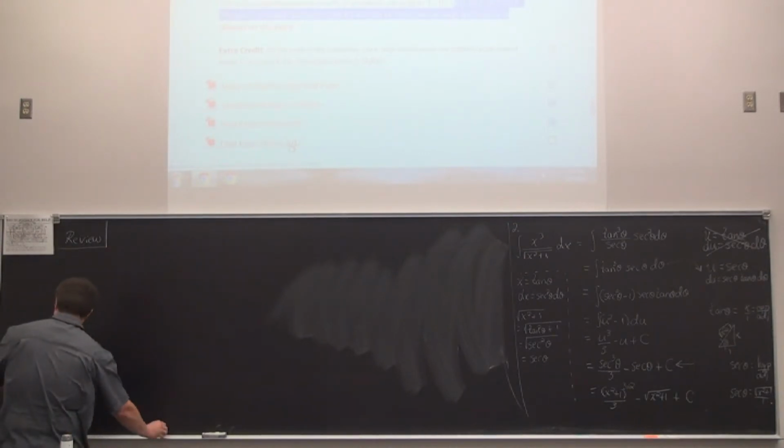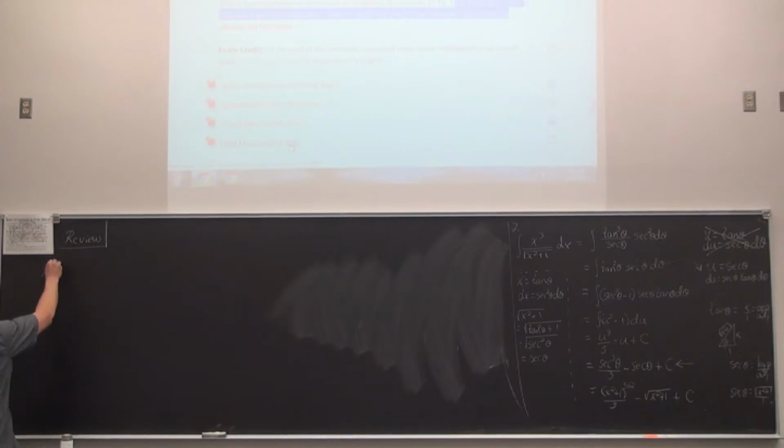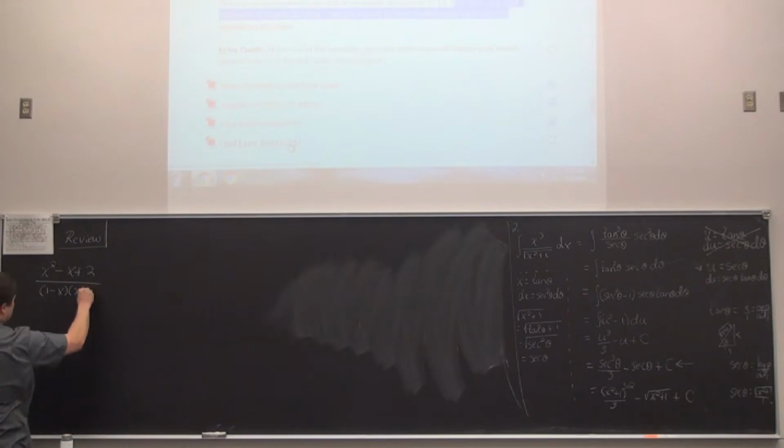So this is what I would start with. Let's ignore the integral for a moment. We're dealing with (x squared minus x plus 2) divided by (1 minus x) times (x squared plus 1). The decomposition has to deal with the denominators. So we first make a check: are the denominators fully factored? This was degree 1, so we're all set.